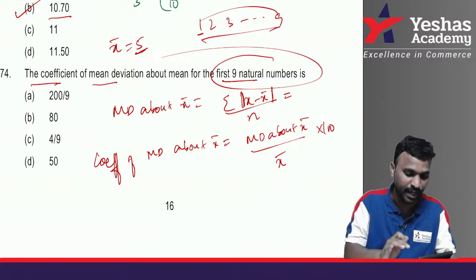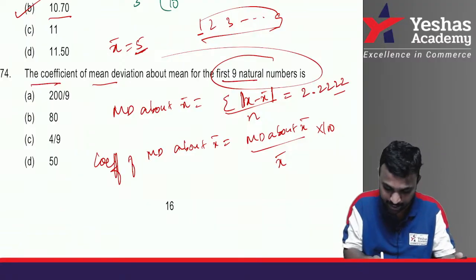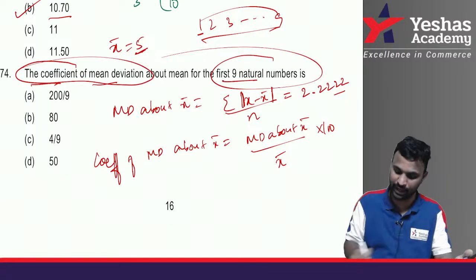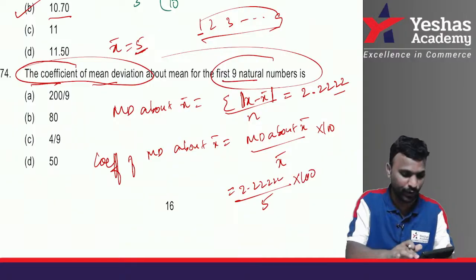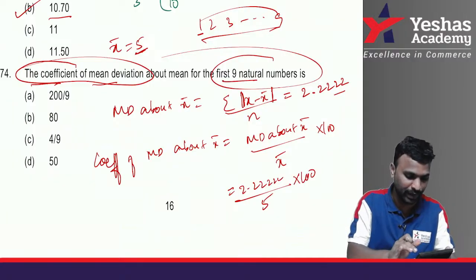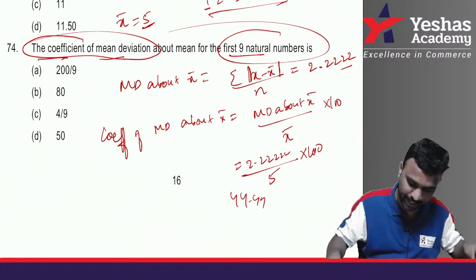9 observations. So the result is 2.2222 and so on. Guys, they have asked the coefficient of mean deviation. Therefore, 2.2222 divided by x bar, which is 5, into 100. That gives you 44.44.